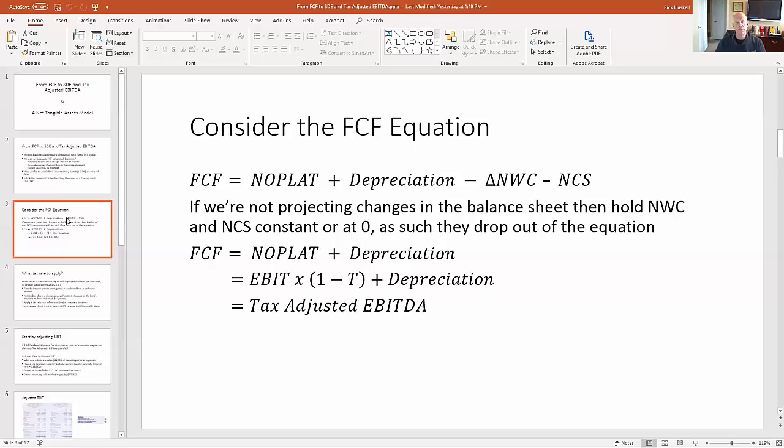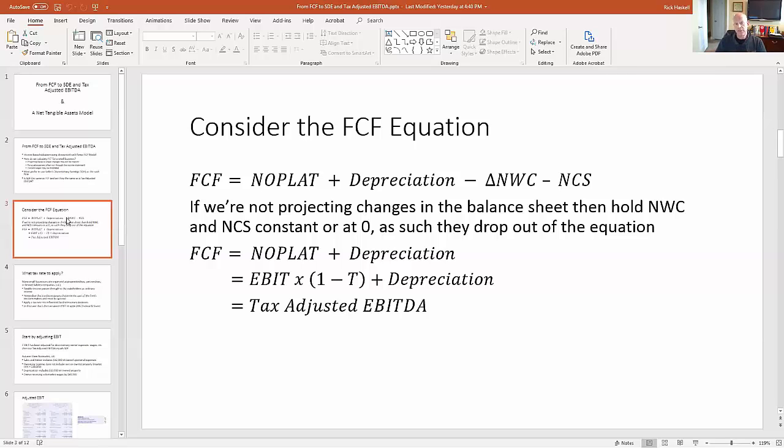So we're going to think of them as being held constant, which means we're going to think of them as being held equal to zero, which means that our free cash flow equation now goes from NOPLAT plus depreciation minus change in net working capital minus net capital spending, and it moves to free cash flow equals NOPLAT plus depreciation. Now, frankly, those other two elements are there. They're just at zero, so they fall out or they disappear.